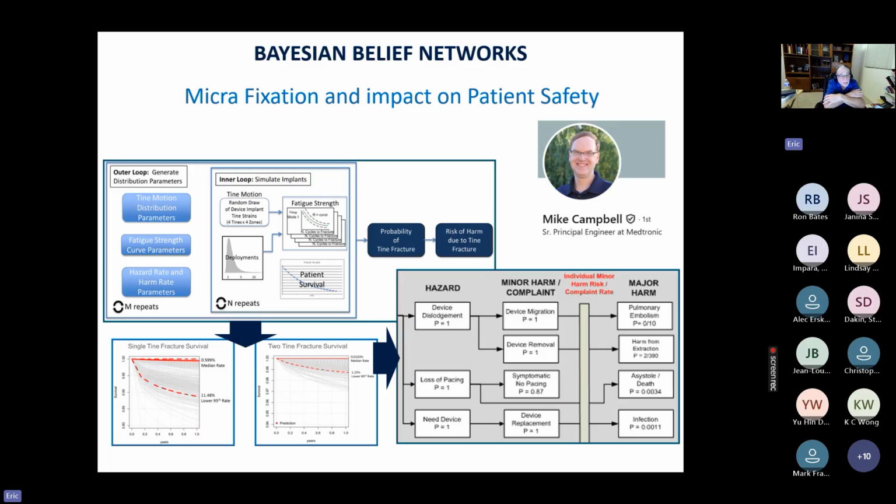He built a Bayesian belief network for the probability of harm coming from things going wrong if you implanted this pacemaker inside the heart. So you see a diagram of his Bayesian network, looking at the different things that could go wrong, and the probability of harm to the patient: pulmonary embolism, harm from extraction, the probability of death, the probability of infection. And with this model, he was able to optimize the design to minimize the probability of harm to the patient.